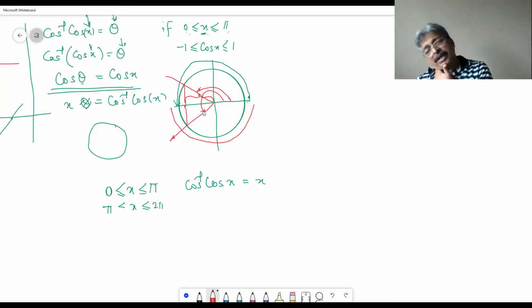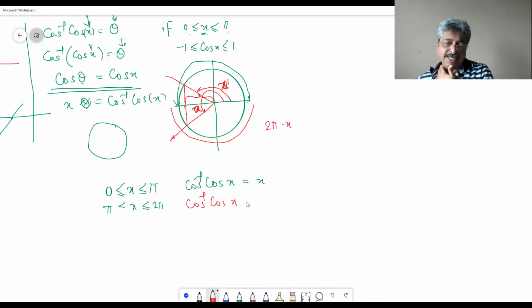So how do we reach it? 2 pi minus whatever we got. We got this x dash and we wanted x. So how are x and x dash related? If we subtract x dash from 2 pi, we get x. So cos inverse of cos x in this case will be 2 pi minus x.